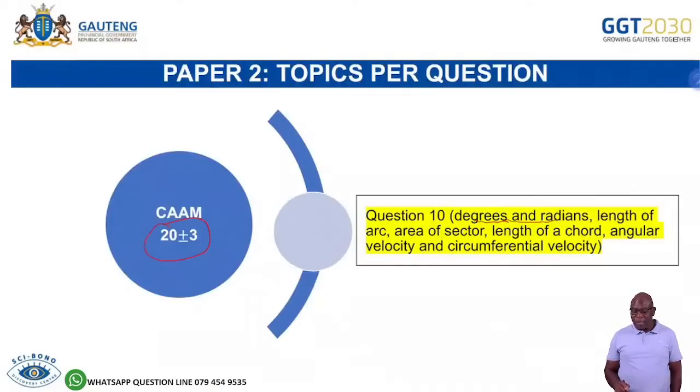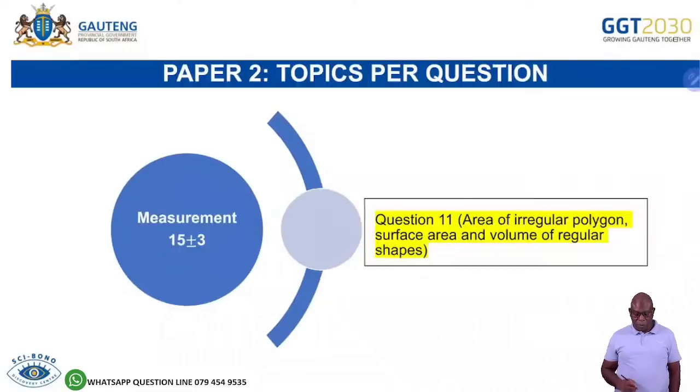We are going to deal with degrees and radians. We're going to deal with the length of the arc. You need to know the formula for that, the area of the sector, the length of the chord, angular velocity and circumferential velocity. Those are the questions we're going to be dealing with in question 10, so you must be able to work on that.